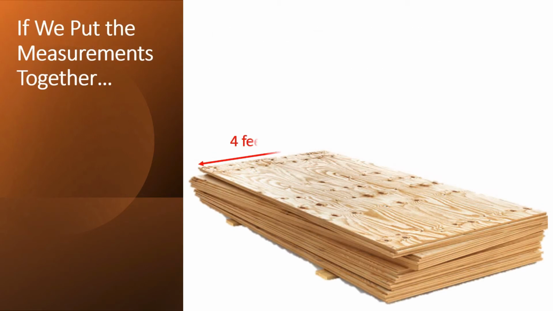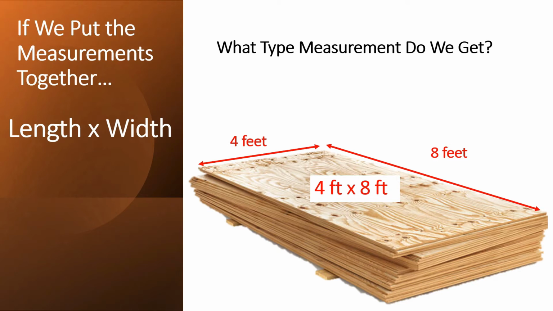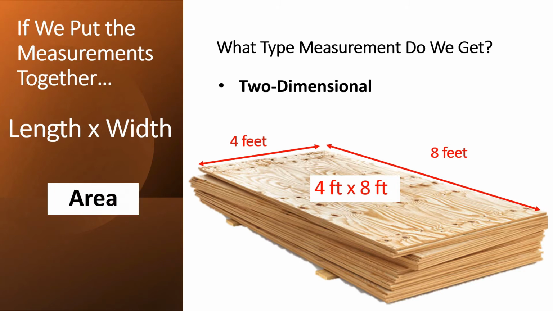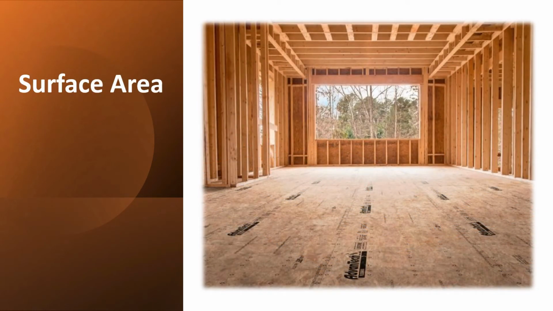But if we put these measurements together, length times width, 4 foot times 8 foot. What type of measurement do you get? It's two-dimensional now. You get area. And that's the size of this surface. It's not just how long it is. It's not how wide it is. It's the size of this surface. That's the area. Surface area.